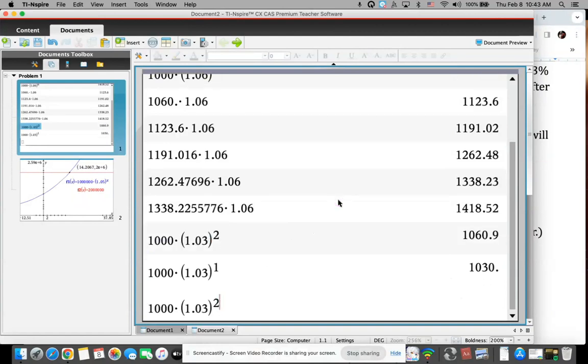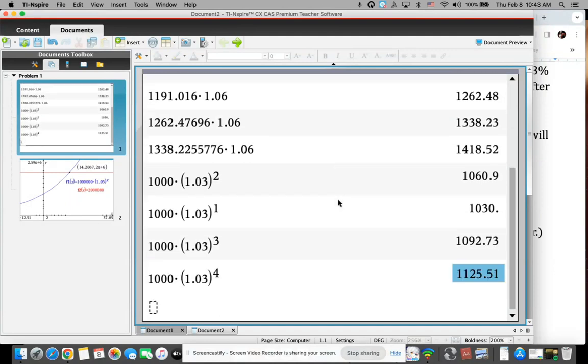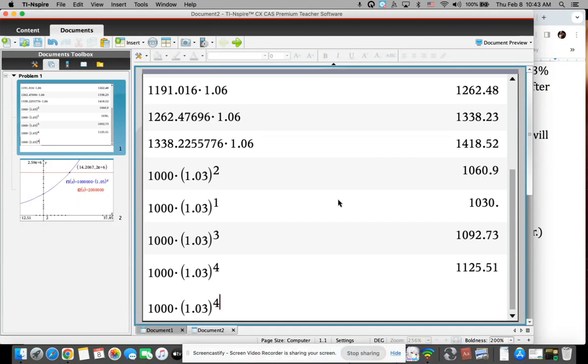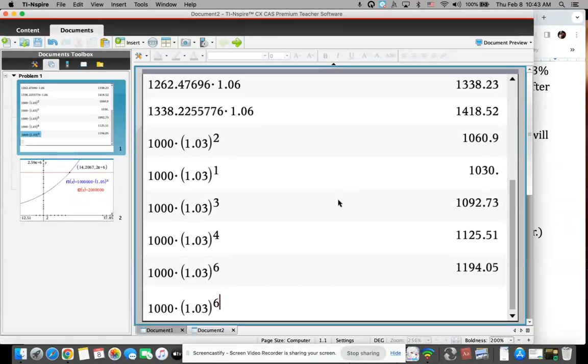If I did it for 18 months, so that's three groups of 6, right? If I did it for 2 years, that would be 4 times. If I did it for 3 years, I compound it twice a year for 3 years. That's 6 times total, right? Every 6 months for 3 years. And so then that's what you'd get, right? And we could just go on and on and on.